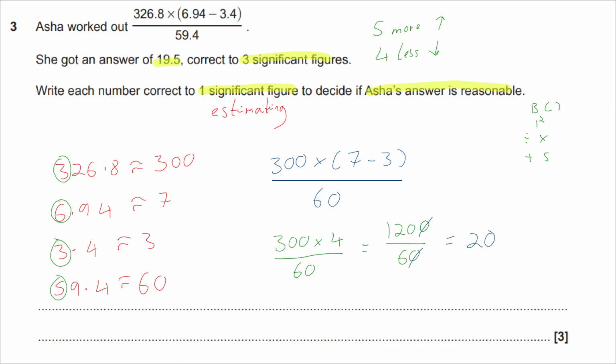So is Ash's answer reasonable? Yeah, because 20 is very, very close to 19.5. So I would say, is the answer reasonable? Definitely yes, because 20 is very close to 19.5. Good. Ready to move on.